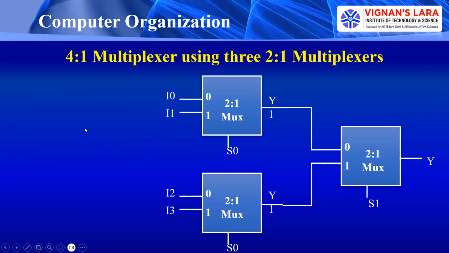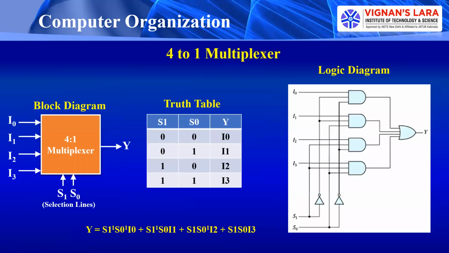See here, friends. If you take a 4 by 1 multiplexer and consider its truth table, for the selection line S0: when S0 is 0, I0 is selected; when S0 is 1, I1 is selected; again when S0 is 0, I2 is selected; when S0 is 1, I3 is selected. You should just remember that. But coming to the S1 case, it is continuously 0 for I0 and I1. It is 1 for I2 and I3.